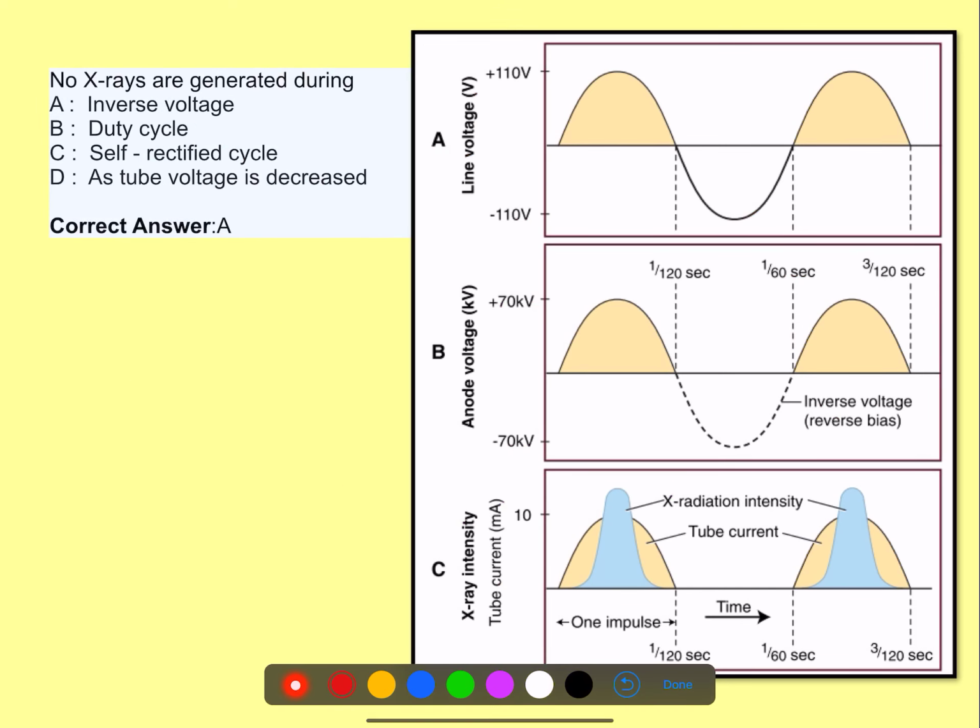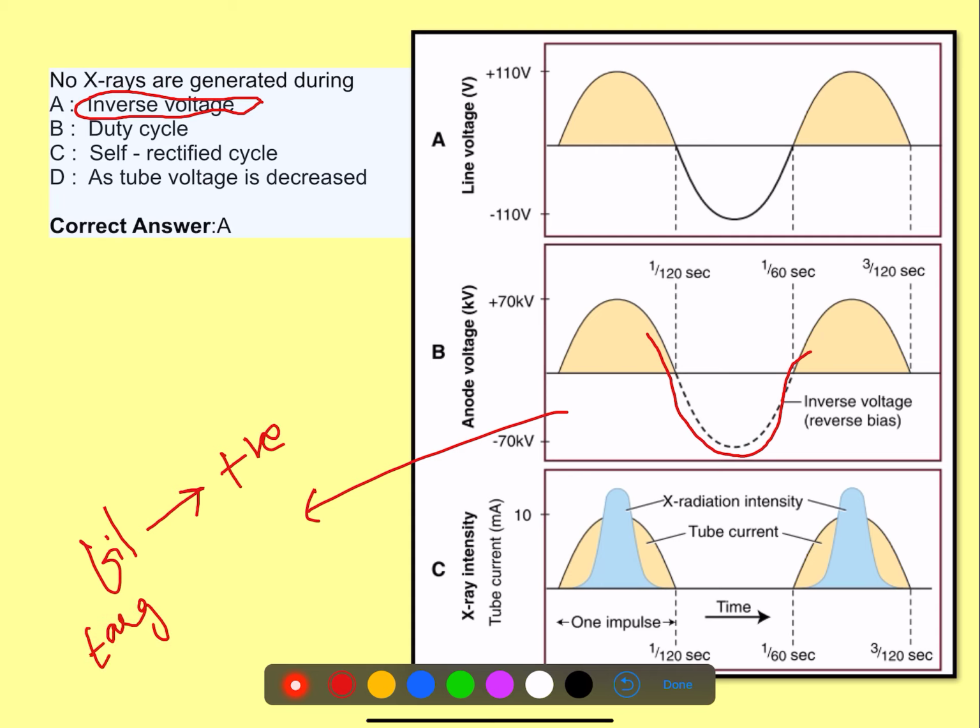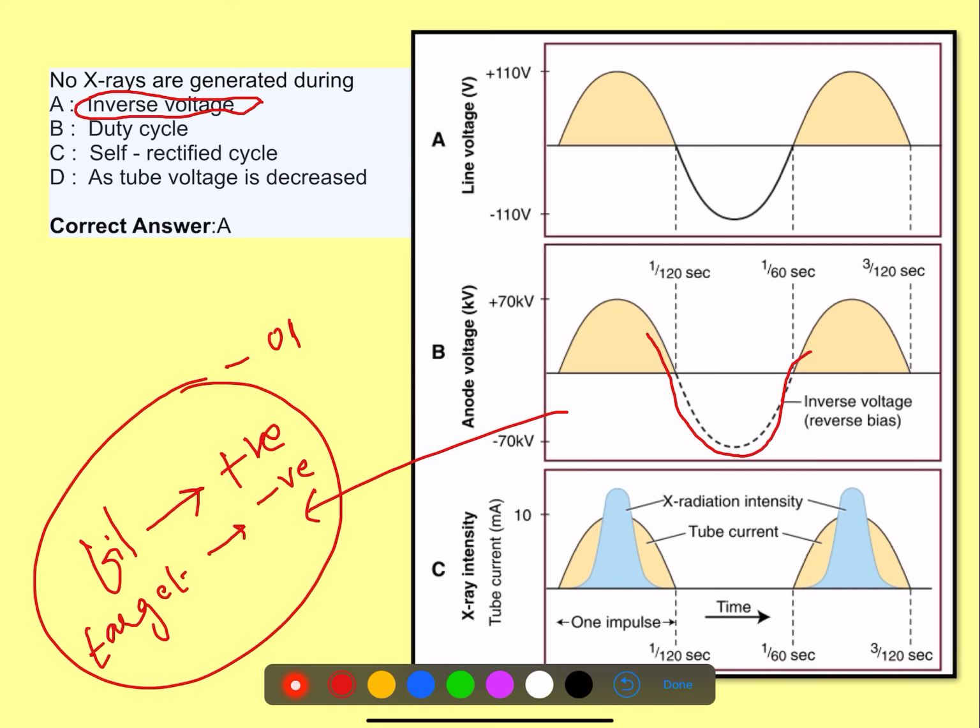When you go into this question, no X-rays are generated. You can see in this diagram that no X-rays are generated during inverse voltage. During each cycle, there will be a half of the cycle where the filament will become positive and the target becomes negative. That is opposite to the normal X-ray machine.